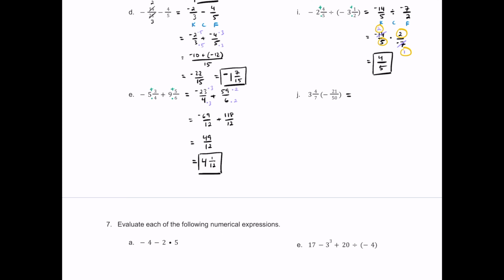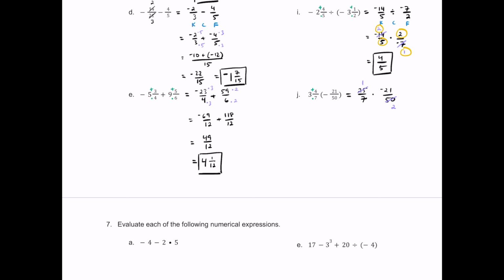Finally, for this J here, we're multiplying 3 and 4/7 by negative 21/50. So we're going to do 3 times 7 is 21 plus 4. That's going to be 25 over 7 multiplied by negative 21 over 50. Okay, so we don't have to keep change flip or anything because it's a multiplication problem, but we should try to maybe cross cancel. This will be nice.